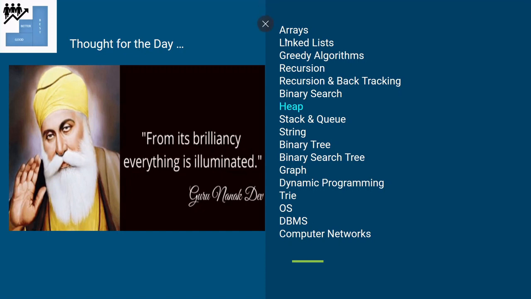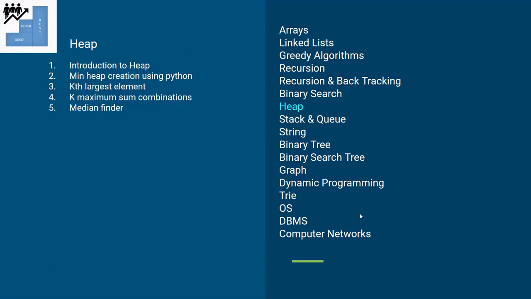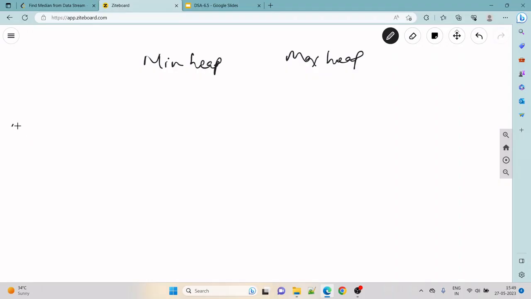So these are the topics that we have covered till now, and we are still left with covering all these topics. So let's get started. Under heap we have done these many questions, and today we'll be looking at the median finder question. So we are continuously receiving data over here, and after reception of each data we need to find the median.